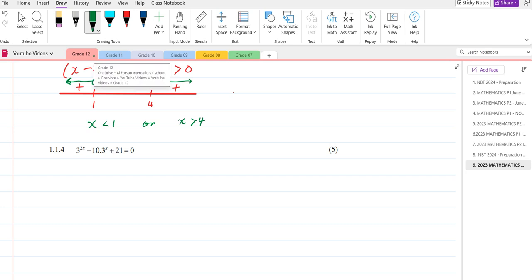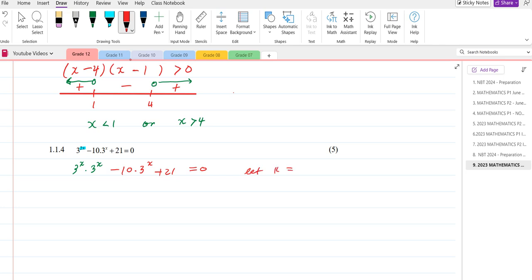So we can break up the 3 to the power 2x as 3 to the power x times 3 to the power x. Now remember, multiplying exponents with the same bases, you add the powers. x plus x is 2x, so it's correct, right? And then minus 10 times 3 to the power x remains as is, plus 21 is equal to 0. Now you can say let k be equal to 3 to the power x. So you get k times k, which is k squared, minus 10k plus 21 is equal to 0.